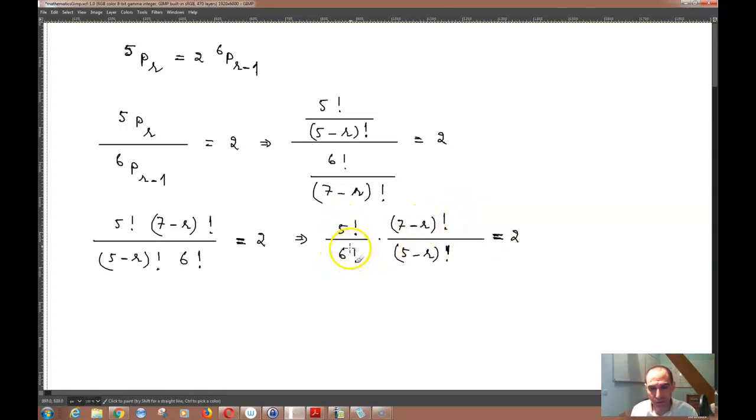Now, basically, this 6 factorial you can write as 5 factorial times 6, and I think that's where I made the mistake. Okay, and then you can simplify these two. And so now, to get rid of the 6 over here, I multiply both sides of this equation by 6. So I'll get 7 minus R factorial over 5 minus R factorial is equal to 6 times 2, which is equal to 12.